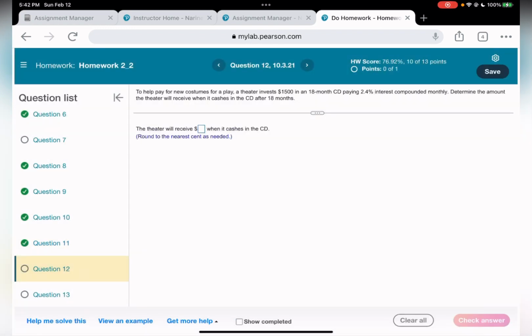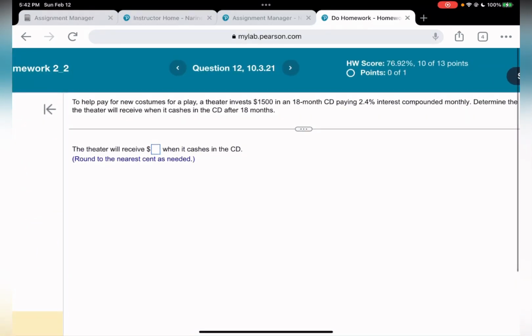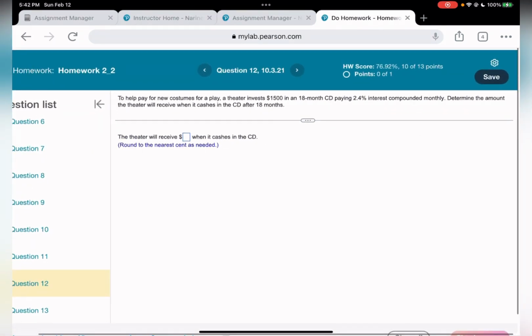If the problem is similar, then I will not solve it, because you can solve it the same way. But let me see. A theater invests 1,500 in 18 months, CD player, 2.4% interest compounded monthly. Okay, I'll give you guidance maybe on this one. So let's write down all data and then you will be able to solve it.